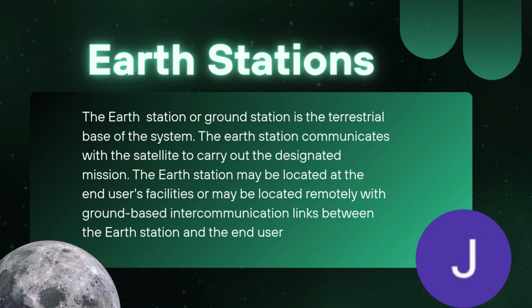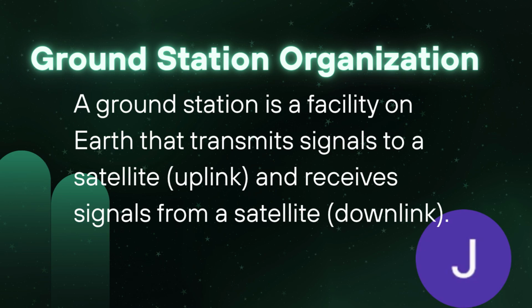Next is the Earth station. The Earth station or ground station is the terrestrial base of the system. The Earth station communicates with the satellite to carry out the designated missions, and the Earth station may be located at the end user's facilities or may be located remotely, with ground-based intercommunication links between the Earth station and the end user. Next is the ground station organization. A ground station is a facility on Earth that transmits signals to the satellite, or the uplink, and receives signals from the satellite, or the downlink.